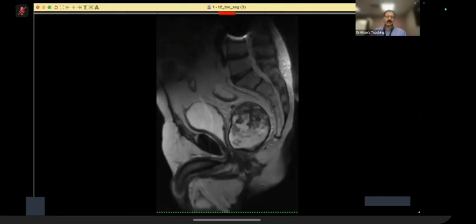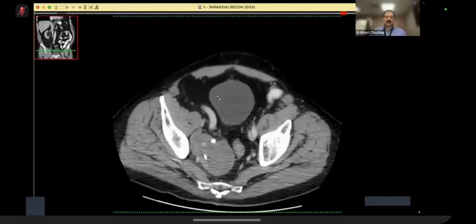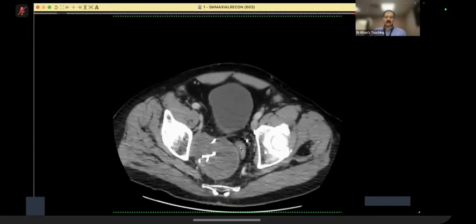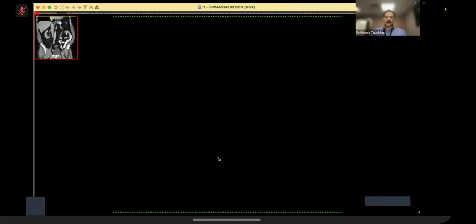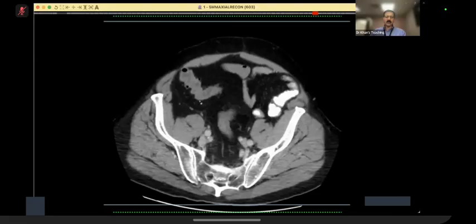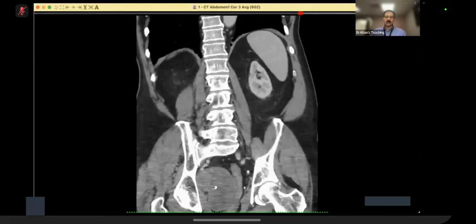And then we did a CT scan which showed this. This is absolutely pathognomonic here. You see the thread shape, and look at the density, look at the artifact it is producing. So this was a gossypiboma.